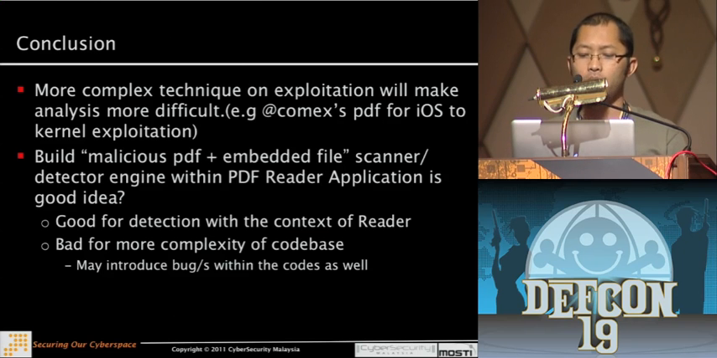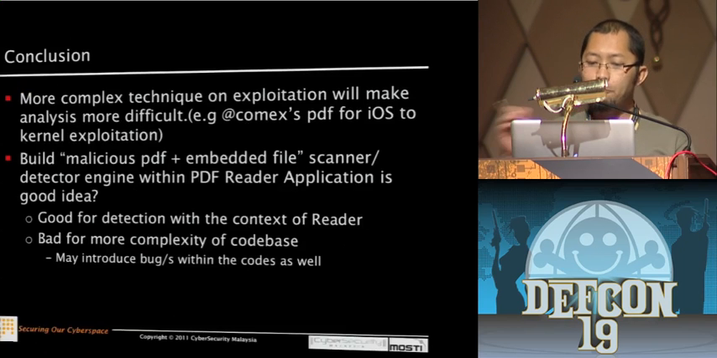And of course, a malicious PDF scanner or detector engine embedded within the reader application itself is a good idea, because you have the context within the PDF reader. But for some reason, I think it's also a bad idea. If you add another engine on top of it, you add complexity to the code base, which also means more bugs within the engine itself. It would be embarrassing to have the scanner code for malicious stuff also be vulnerable to bugs, all right? So pretty much that's the conclusion.